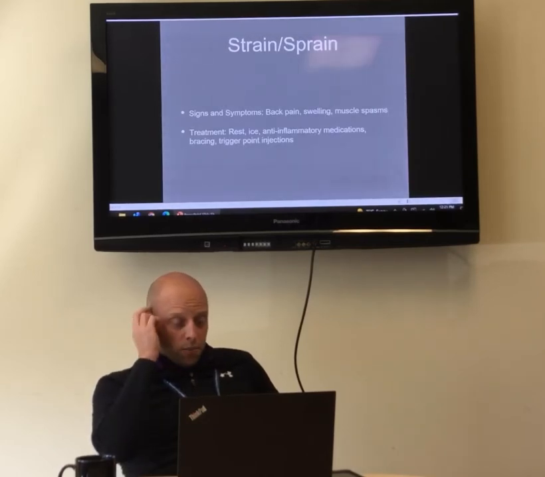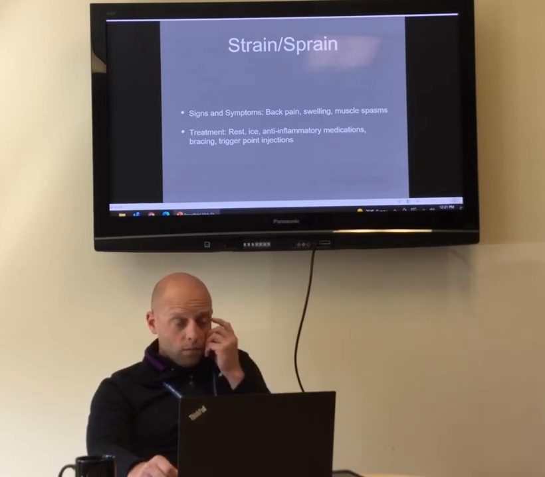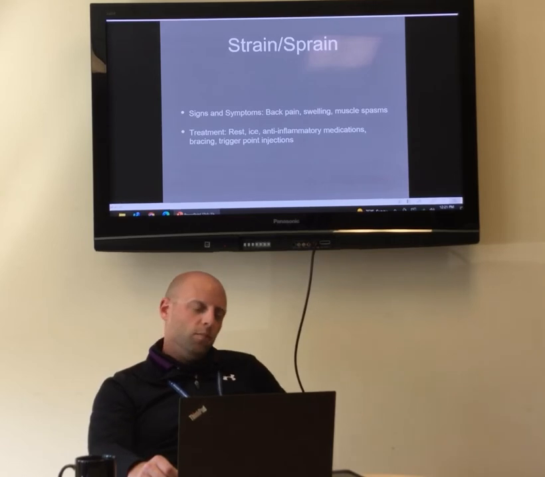As far as strain and sprain signs and symptoms, back pain, you may or may not have swelling and muscle spasms. Treatment for this typically is rest, ice, anti-inflammatory medications, bracing for at least a short period of time just for support and comfort, and then some injections that I don't really do, trigger point injections, things like that, actually into the muscle.